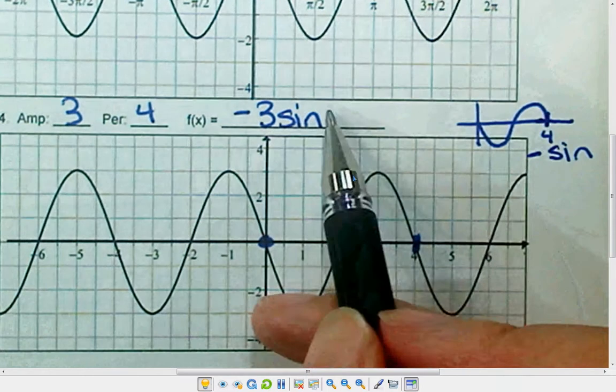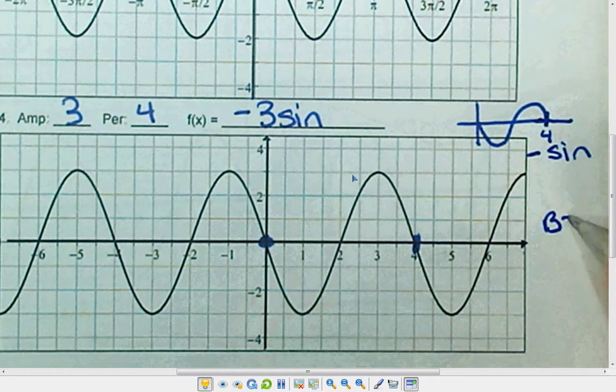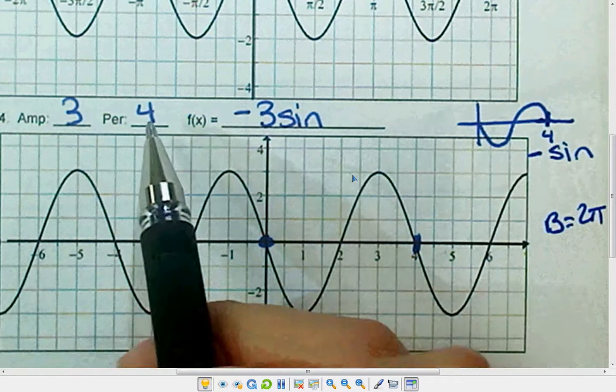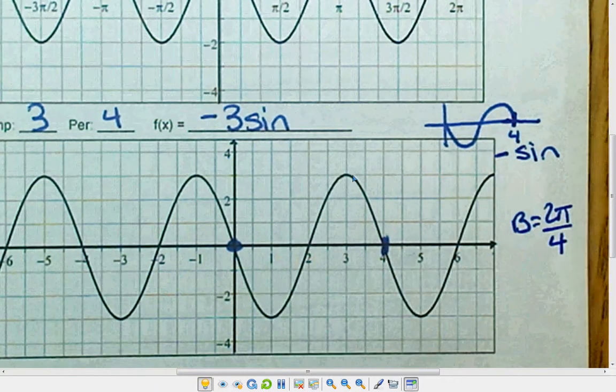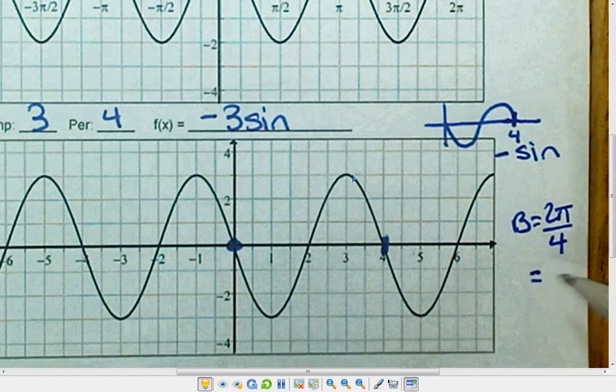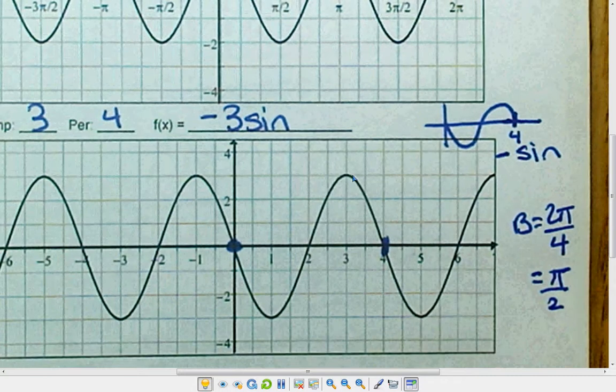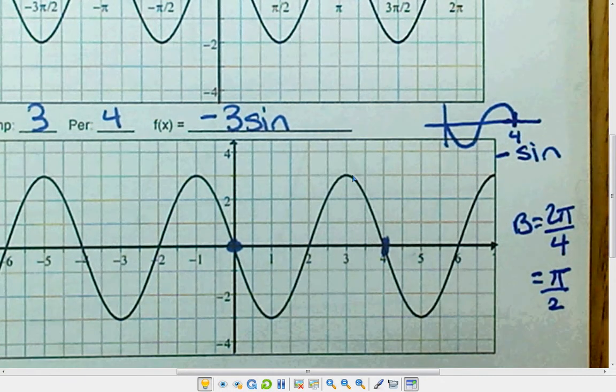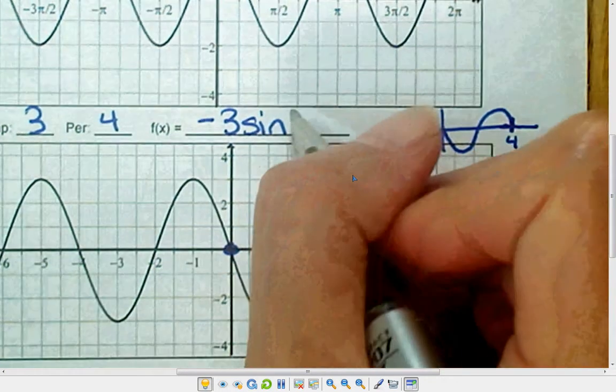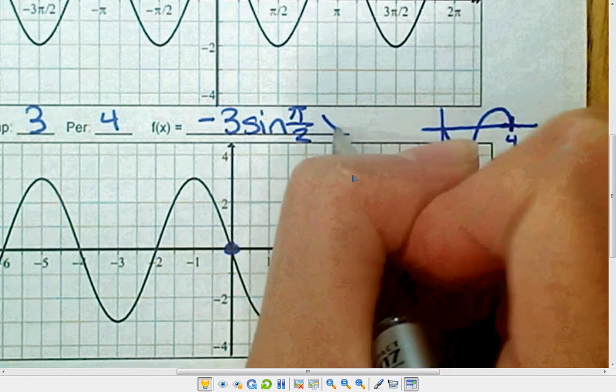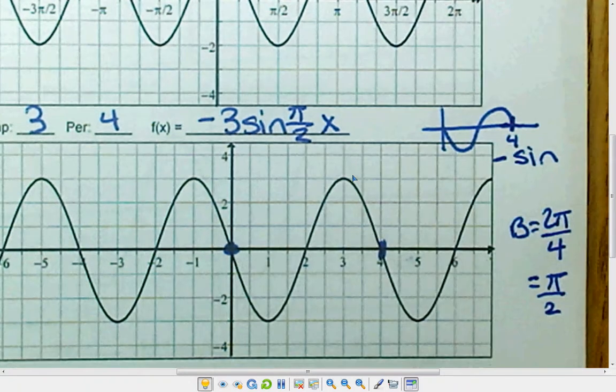To find my b value, I'm now going to do 2 pi divided by my period, so 2 pi divided by 4, which you can actually simplify to be pi over 2, because 2 over 4 is the same thing as 1 over 2. So what goes in front of my x here is pi over 2.